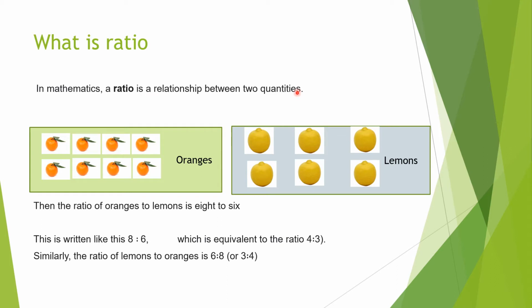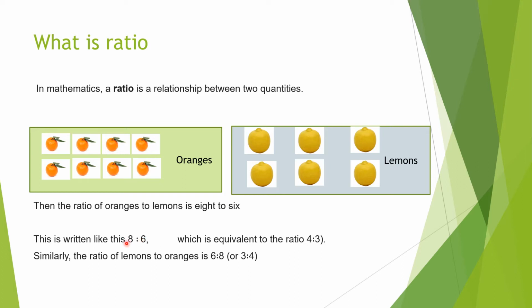For example, in this box we have oranges, and in this box we have lemons. In the box with the oranges, there are 8 oranges, and in the box that contains the lemons, there are 6 lemons. Then the ratio of oranges to lemons is 8 to 6. This is written like this: 8 colon 6. In this case, the colon stands just like the word "to". So it's 8 to 6.